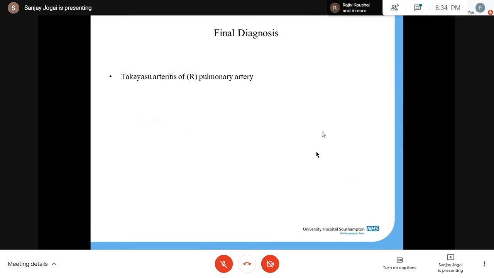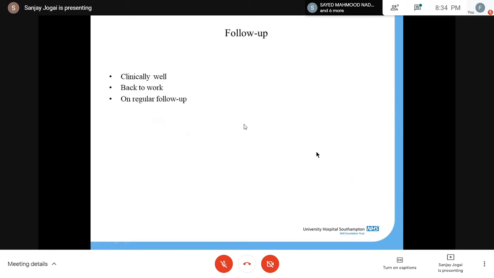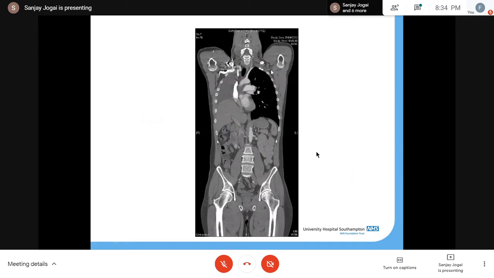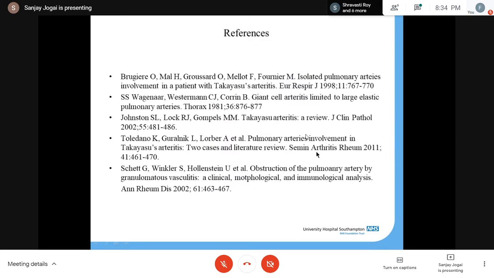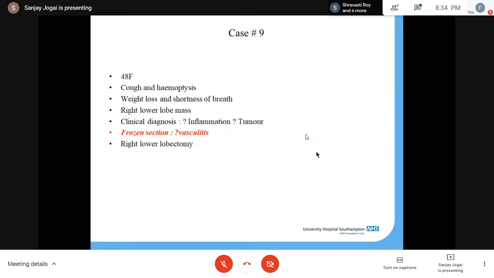So the final diagnosis is Takayasu arteritis of the right pulmonary artery, and basically the whole thing had come out, and he's on regular follow-up. He has been well, and you can see the imaging clearly, all gone from there. So those are the references for that.